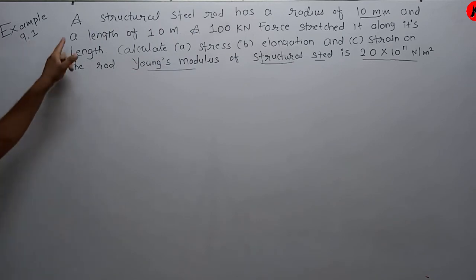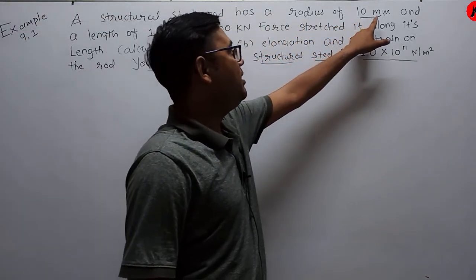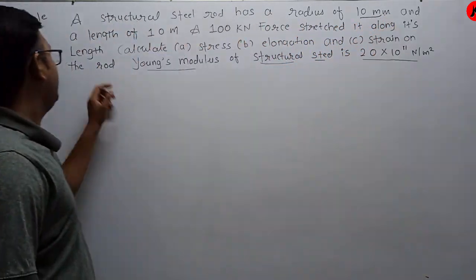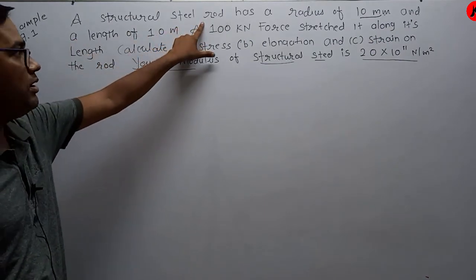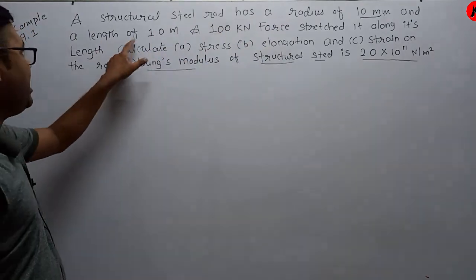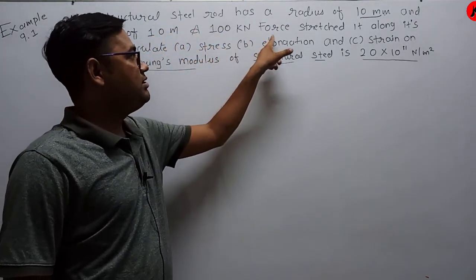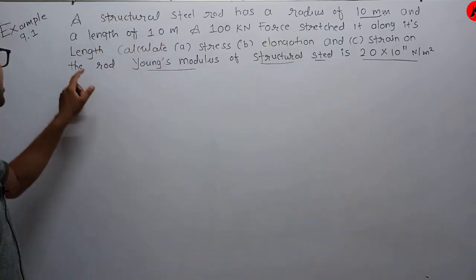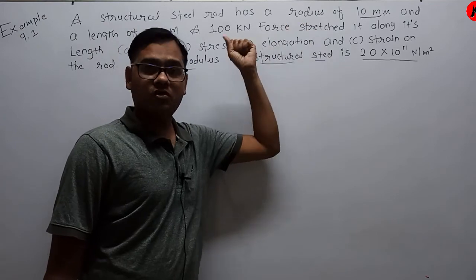What do we have? A structural steel rod has a radius of 10 millimeter and a length of 1 meter. We have a structural steel rod, and the radius and the length of the steel rod are given. A 100 kilonewton force stretches it along its length. The force is given, and it is the stretching force, right?